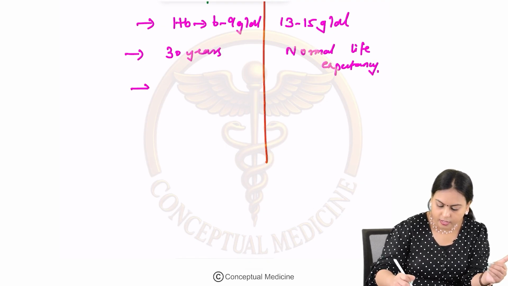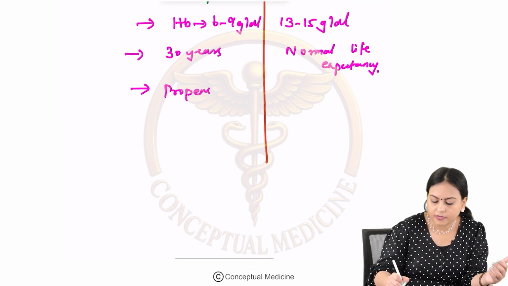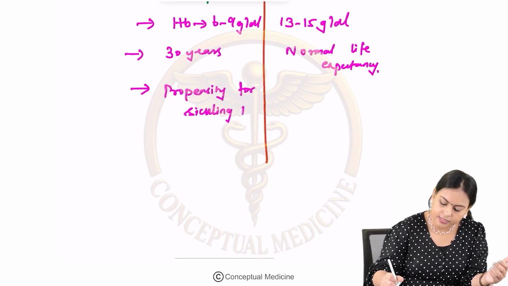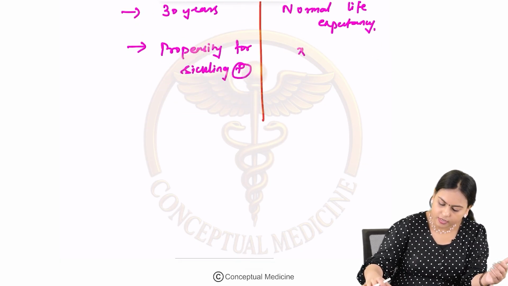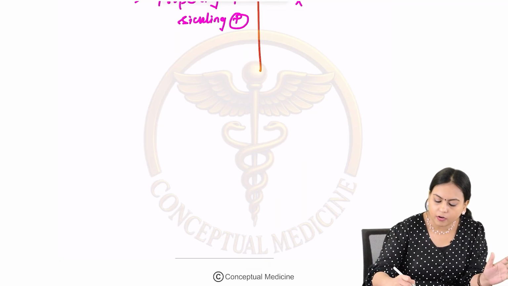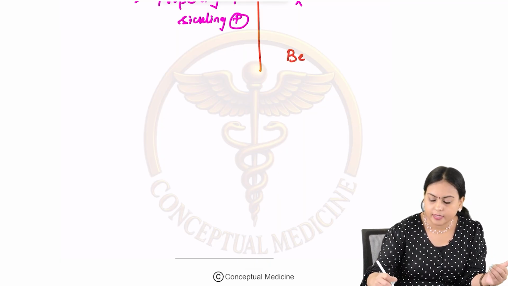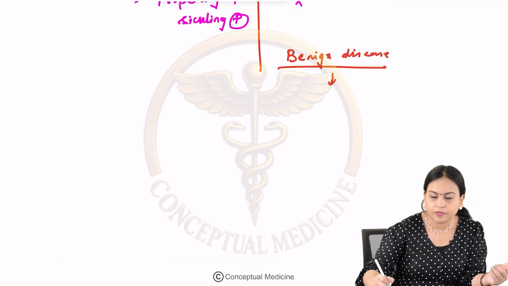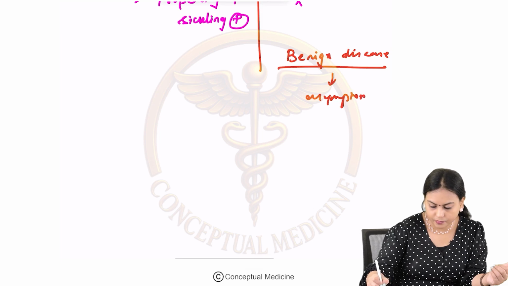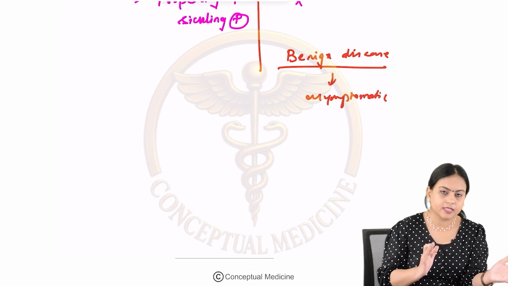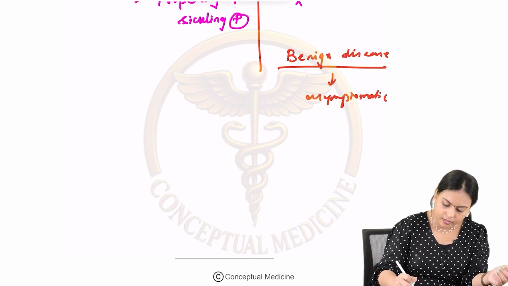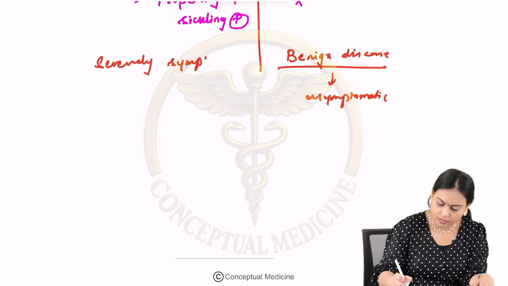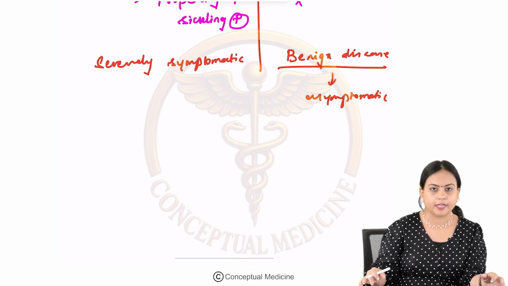Here the propensity for sickling of cells is present, whereas here that is not seen. So overall, sickle cell trait is a benign disease, and most of the time the patient will be asymptomatic only. Whereas sickle cell disease, that is anemia, is not like that. Here the patient is going to be severely symptomatic and going to face all the complications.